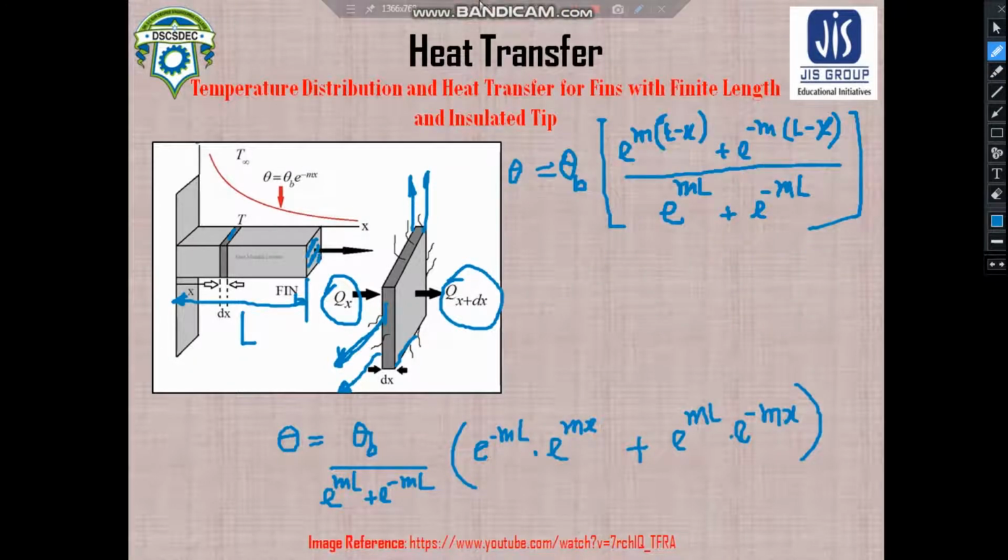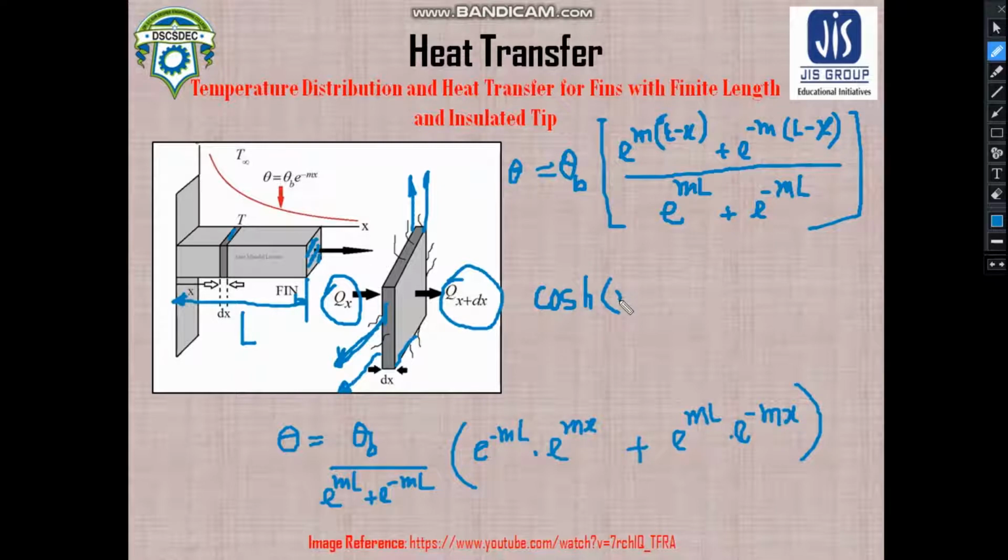So we can see that this function of theta can be rearranged like this: theta b into e to the power m into (L minus x) plus e to the power minus m into (L minus x), divided by the same denominator. Okay, so now let us introduce the hyperbolic function, or cosine hyperbolic.